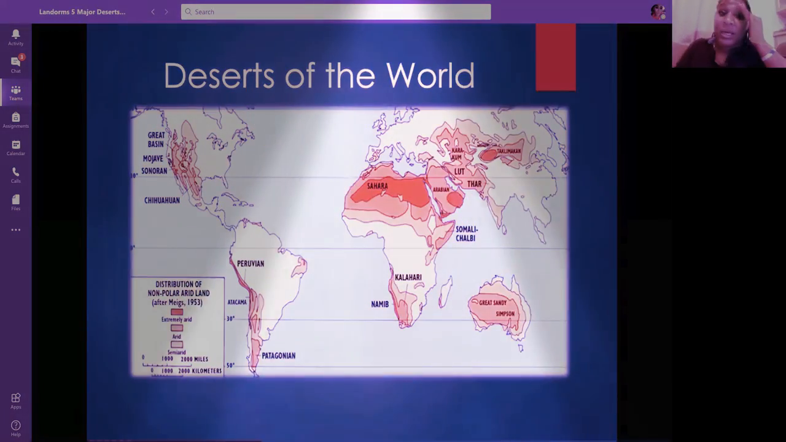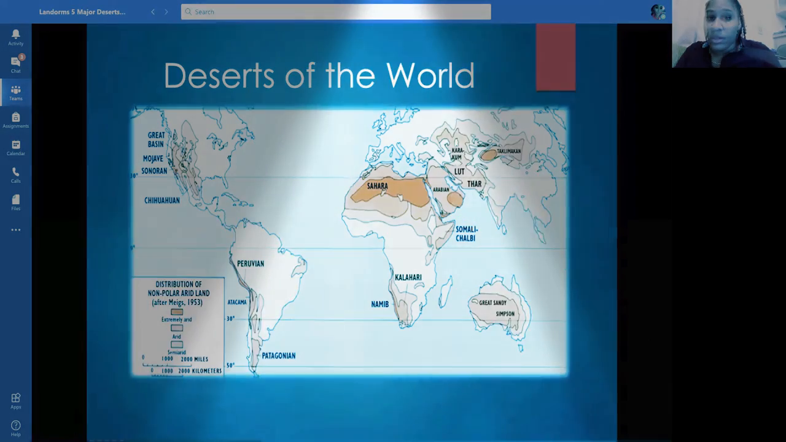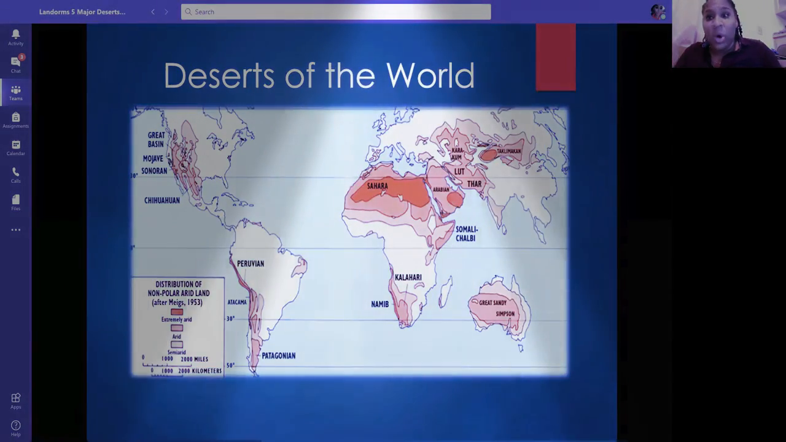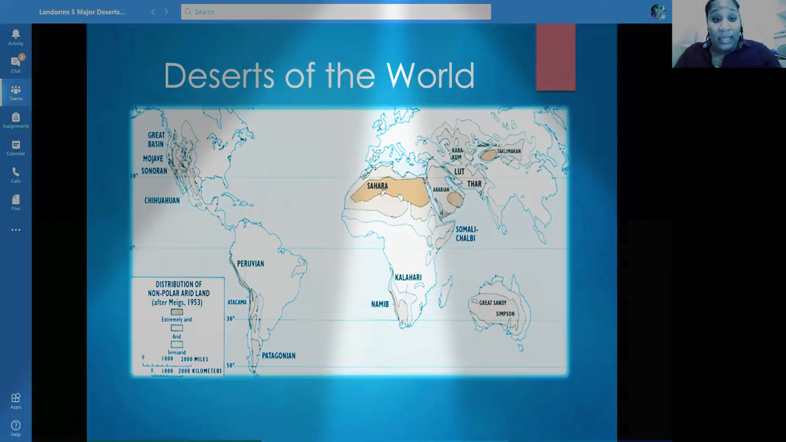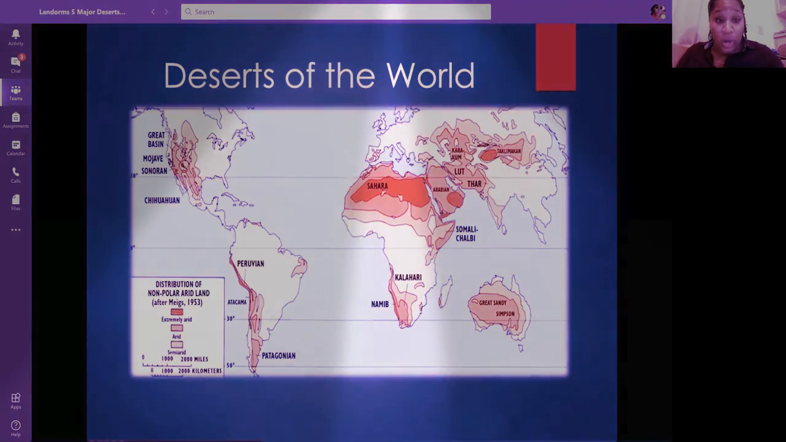Now we're looking at deserts of the world. I want you guys to call out the various deserts that you see. Call any of them out. Write them down in your book. If we look at the key, you will see the distribution of non-polar arid land. The dark orangey color is the extremely arid, then we have the arid, and then the semi-arid.